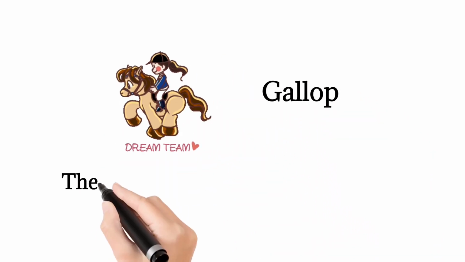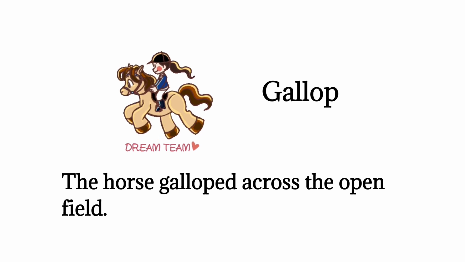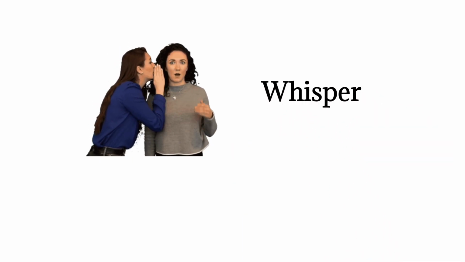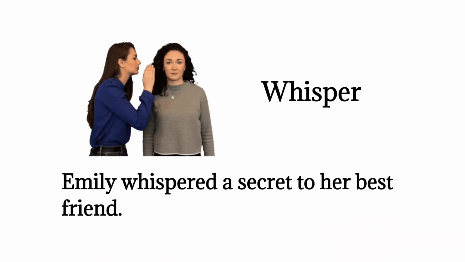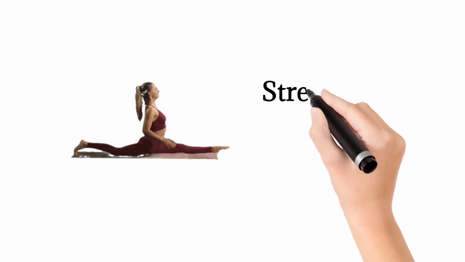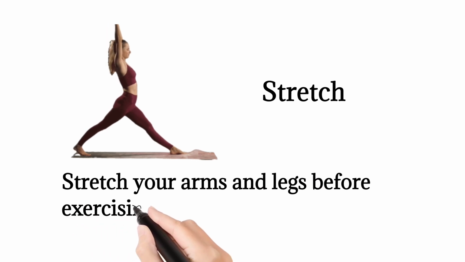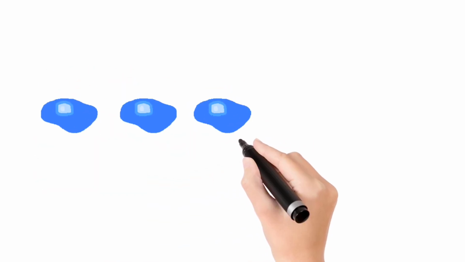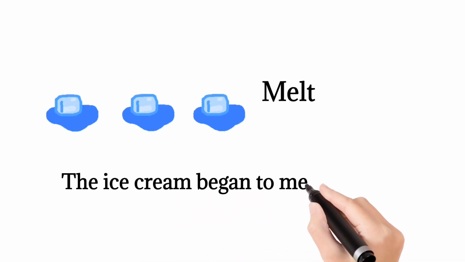Gallop. The horse galloped across the open field. Whisper. Emily whispered a secret to her best friend. Stretch. Stretch your arms and legs before exercising. Melt. The ice cream began to melt in the sun.